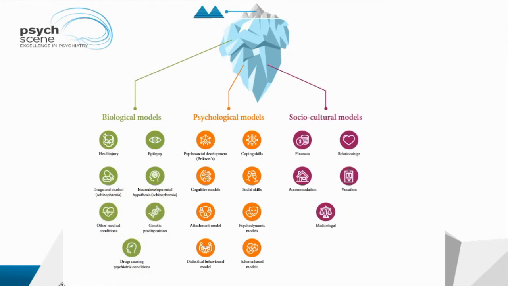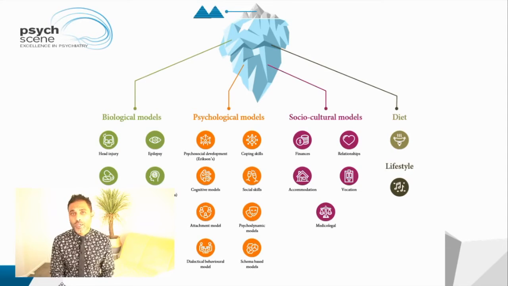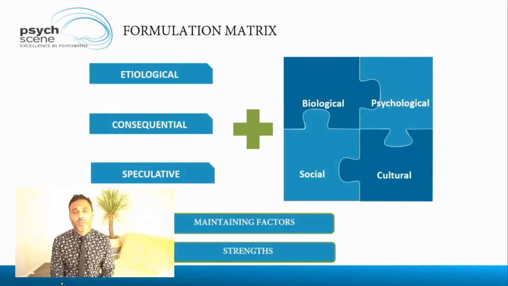We then also think of the socio-cultural factors. We think of finances, accommodation, relationships, vocation, cultural elements, and also any medical legal factors that might be playing a part. And finally, we think of diet and lifestyle factors. We think of diet, exercise, sleep, smoking, and alcohol and other illicit substances again.